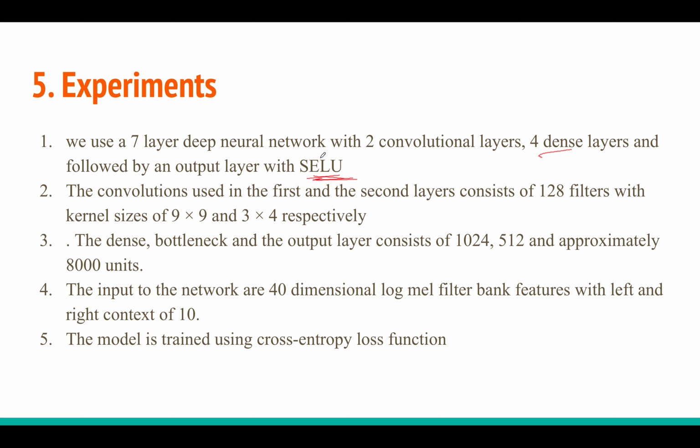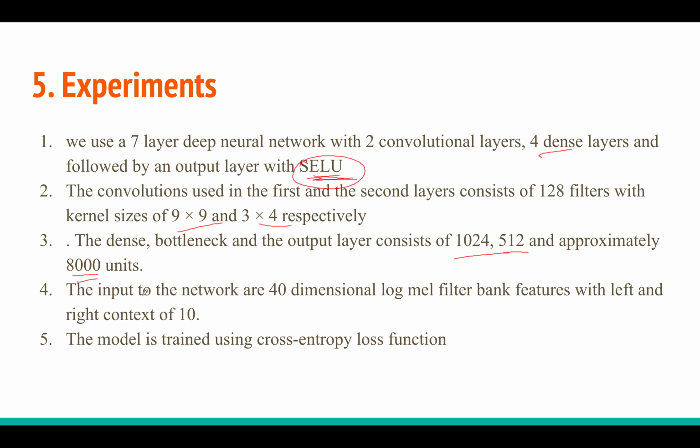This CELU was invented by Sepp Hochreiter. That paper is a well-known paper, and people are using this CELU just like ReLU. It adds its own properties. It's good, people can use it. And on the convolution side, those are just the number of filters and so on. If you see, the dense layer has 1024, the bottleneck layer has 512, and the output layer has around 8,000 units. So these output units may be just the subwords, right?